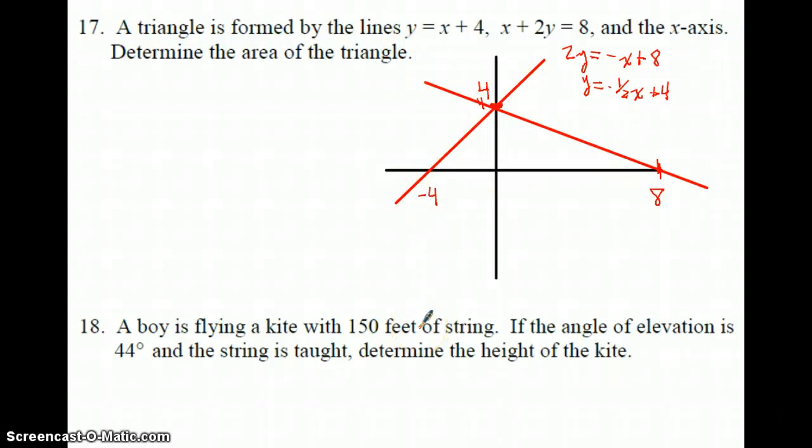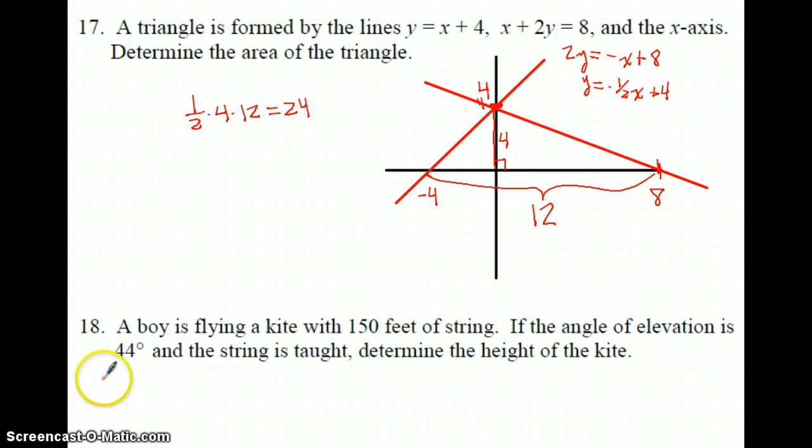The question is, determine the area of the triangle. Base and height are really easy to find here if I use this as the base and this as the height. I've already got the coordinates. The distance from 8 to negative 4 is 12. And the height is 4, because that's the height of this point. So half times base times height is exactly 24.